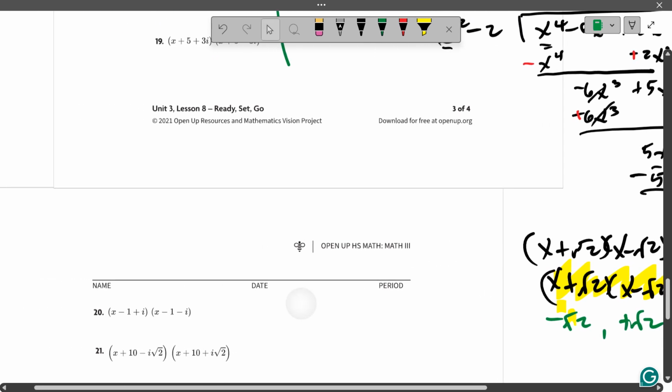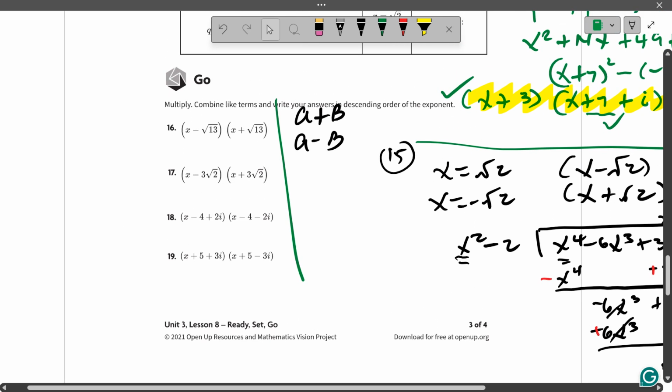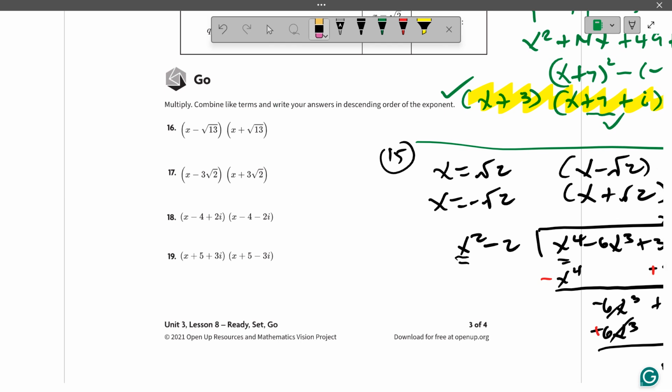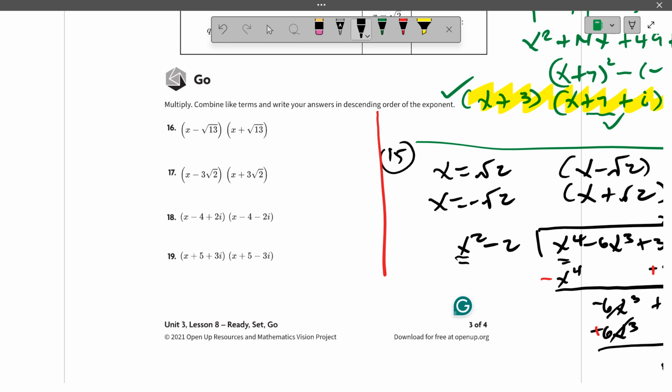All right, going back up here to the go section. I'm going to make myself a little room first and separate like that. All right, so x plus root 13 and x minus root 13, these are conjugates. So when I start doing the FOIL method, I don't have to worry about the inside and outsides because they'll be opposites. So this will be x squared minus 13. X times x is x squared, negative root 13 times positive root 13 is 13.